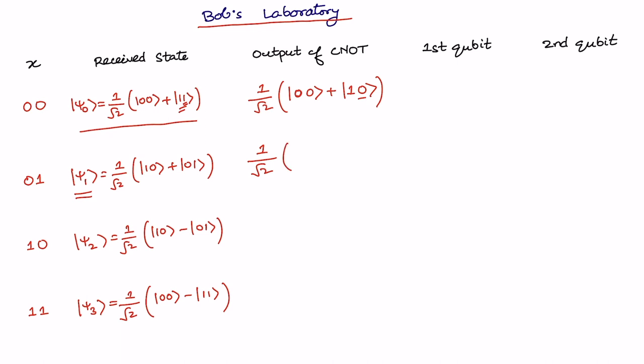will become |11⟩ + |01⟩. If it is ψ2, the resultant state because of the CNOT operation would be |11⟩ − |01⟩, as you can see.